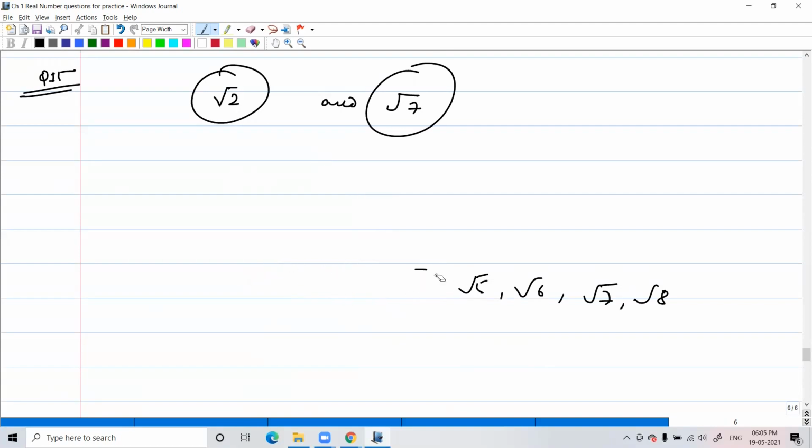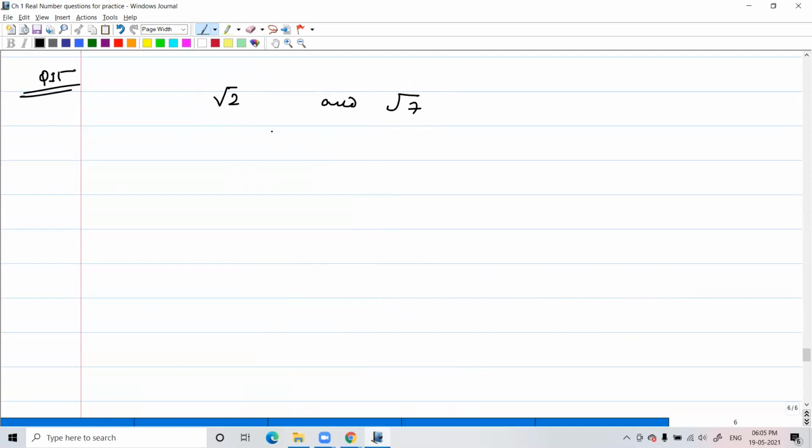But in some other questions, it may not be that easy, so I'll show you another method. Let's say there is no number like root 4, no perfect square in between. Then what to do? We have to figure out some decimal number whose square root will be easy to find. Can you think of a decimal number between 2 and 7? Forget about the root right now. Find some decimal number between 2 and 7 which will have a perfect square root.